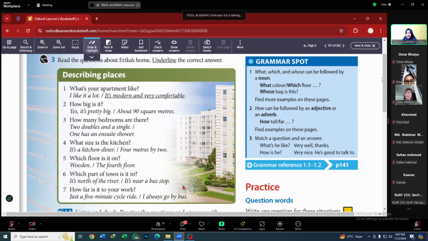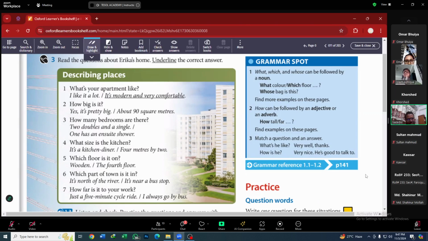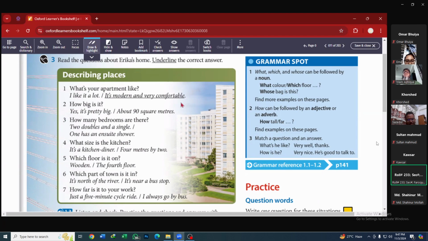Mr. Farooq, could you please ask these questions to Mr. Sajidul? Mr. Sajidul, are you ready? Yeah. Okay, great. Go on, Mr. Farooq. Continue. What's your apartment like? Can I answer based on these questions? Yes, the answers that are given here, you have to select from here.